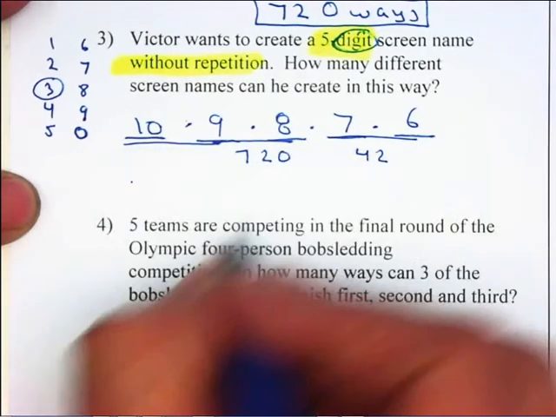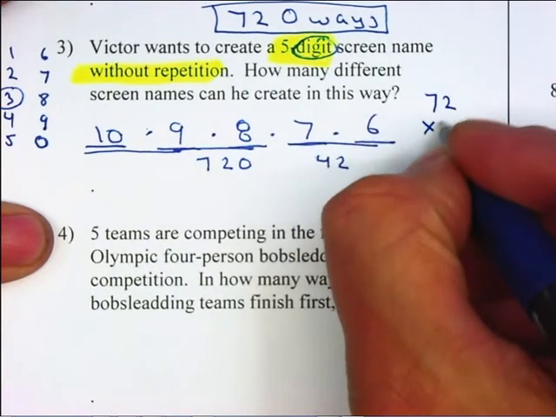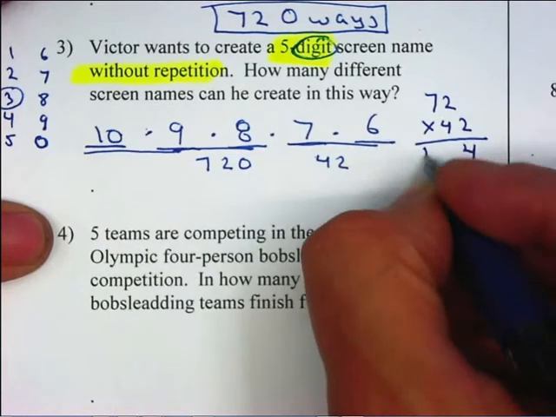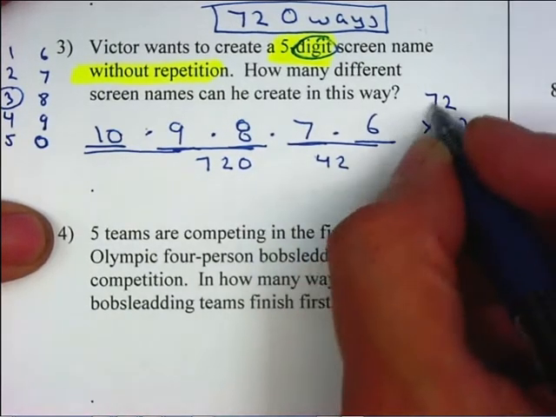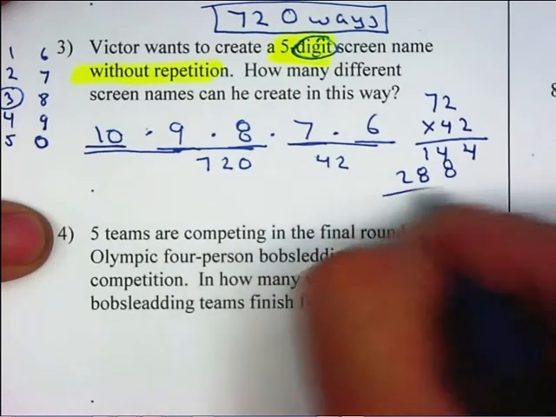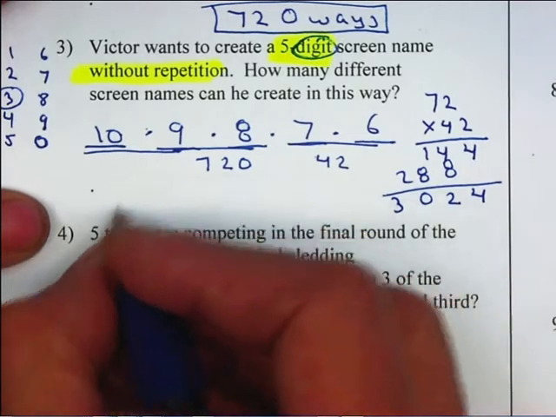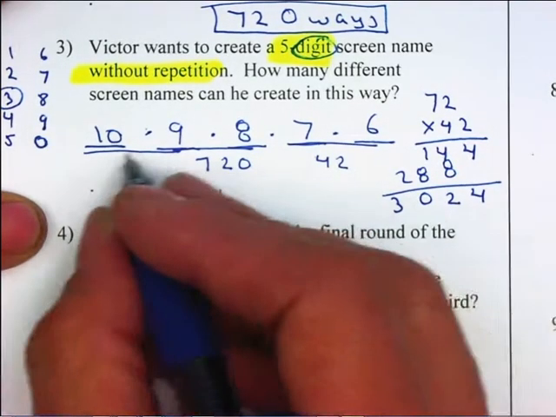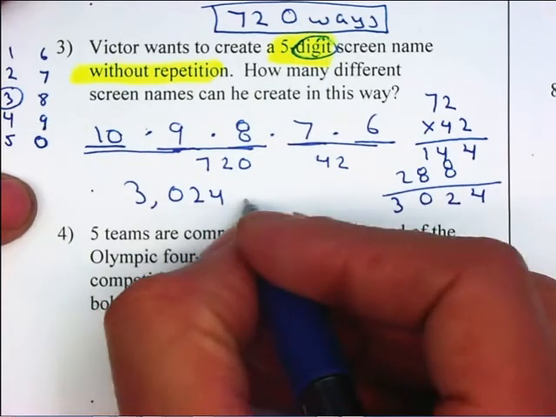And let's not forget about those zeros. Now we're just going to multiply 72 multiplied by 42. Remember, on your test, you're not going to be able to use a calculator, so you should be able to do it by hand. And that gives you 28. Add them together, so it gives you 32, 0, and so your answer will be 3,024 different screen names if you want to be able to use 5 numbers, 5 digits.